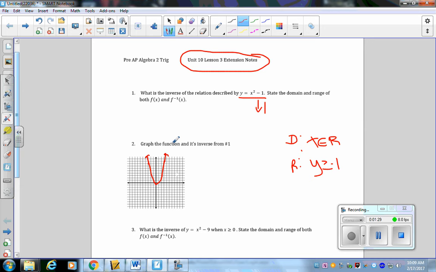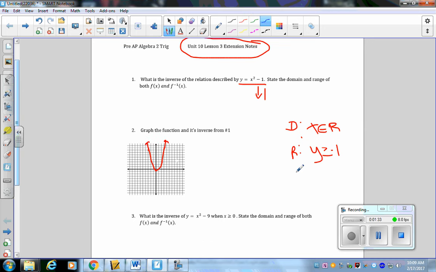Okay, now let's talk about the inverse. First of all, let's write the domain and the range of the inverse. We can do that without even looking at the equation or the graph, because if you recall, the domain and the range just switch places. So if the domain of the original function is all real numbers, that means the range will be all real numbers. If the range of the original is y is greater than or equal to negative 1, that means the domain of the inverse will be x is greater than or equal to negative 1. Alright, so we're going to keep that in mind when we graph it.